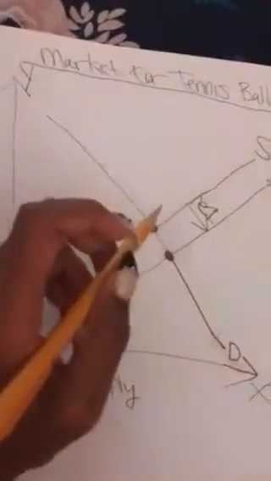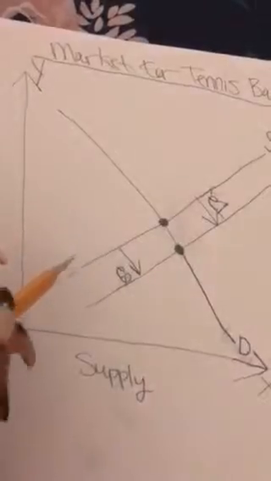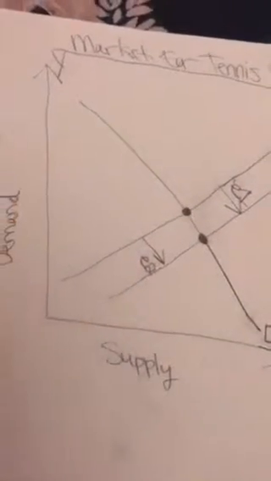So the second one is showing the effect of how the line is because of the increase in the cost of labor for supply, and then the decrease in the price of a tennis racket, which is demand.